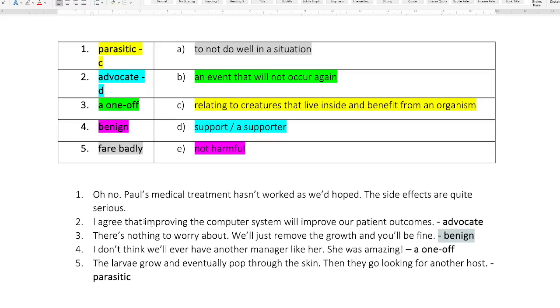Okay. And then the last one. Oh no. Paul's medical treatment hasn't worked as we'd hoped. The side effects are quite serious. So Paul has fared badly. Okay, he hasn't done well in a situation. It's not his fault, but he has fared badly.